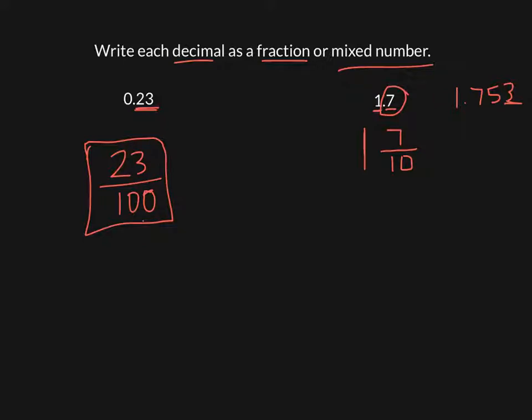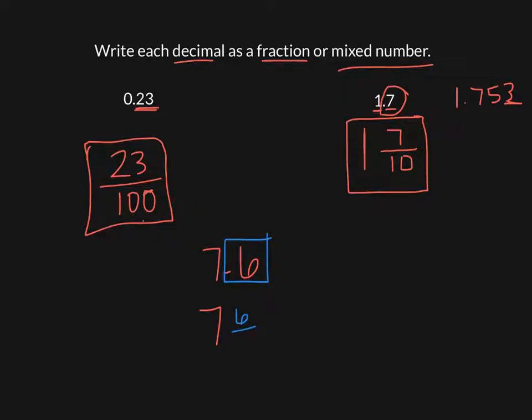Our second step is simplify. 7 is a prime number, so I'm not going to be able to simplify. So I'm done. Now let me do a quick example of one that I would need to simplify. Like let's do 7 and 6/10. Okay, so I'm just going to write down my whole number. Then I'm going to look at my decimal here.